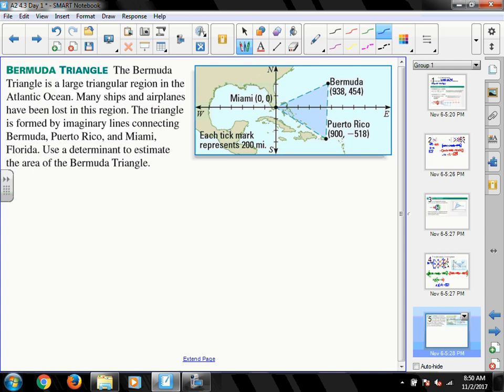So, my area is going to be plus or minus 1/2 times the determinant of 0. 0 is one of my points. Going right from my graph here. Then I'm going to go up to Bermuda, 938, 454, and our last column is always 1. And Puerto Rico is at 900, negative 518, and of course, last column of 1.